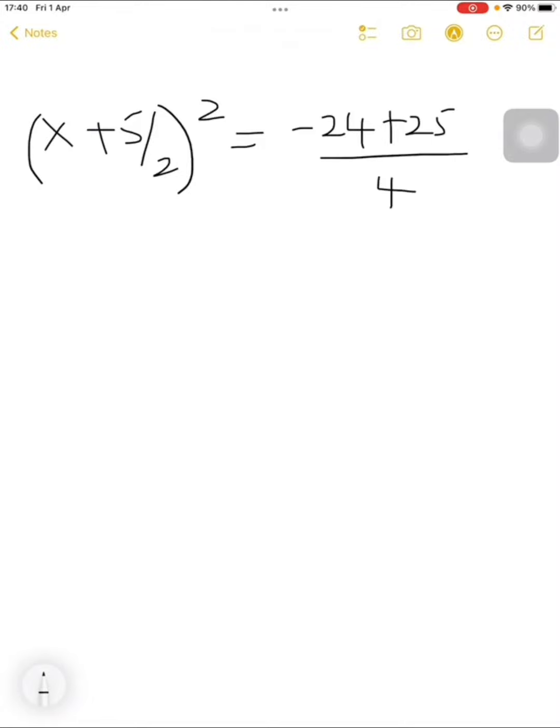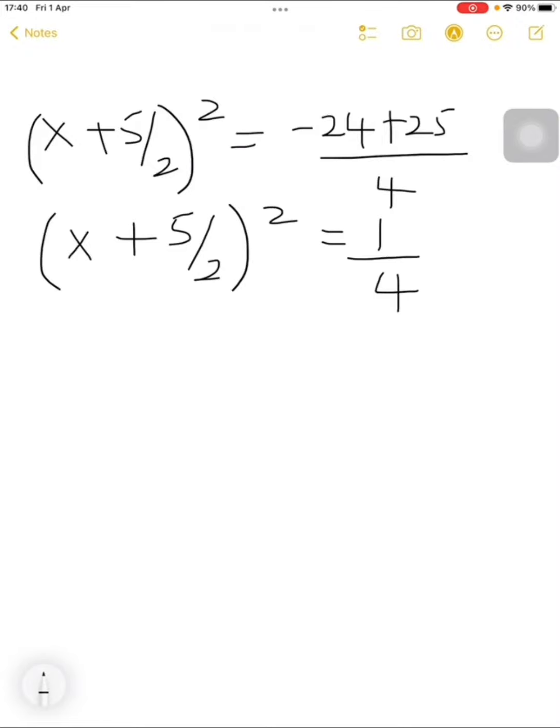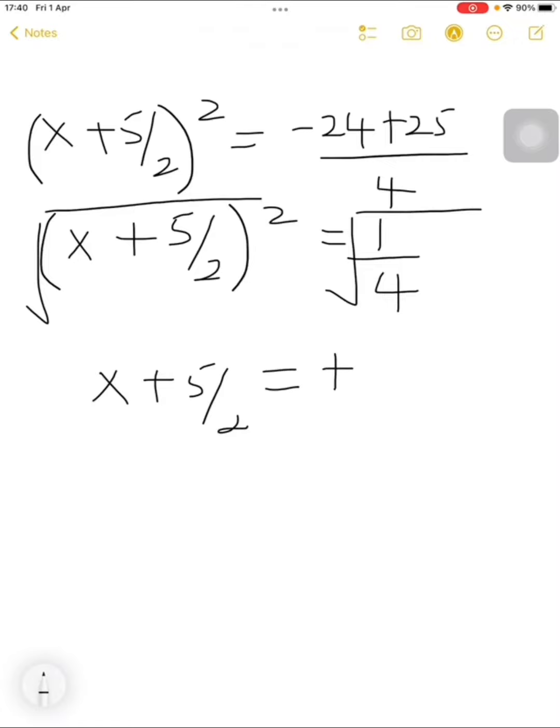This is the same as 1 over 4. Minus 24 plus 25, it's 1, and then you have the 4. And from there, we get the square root of both sides. We'll have (x + 5)/2 equals plus or minus 1 over 2. The square root of 1 is 1, the square root of 4 is 2, and please don't forget the plus and minus, because if you forget the minus, then you will only have one value for x.